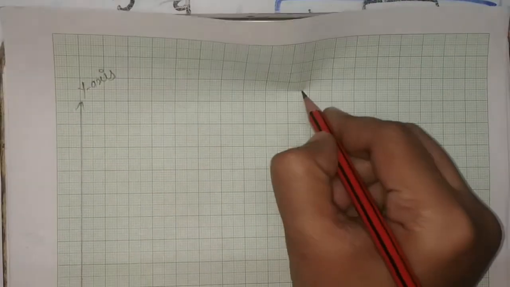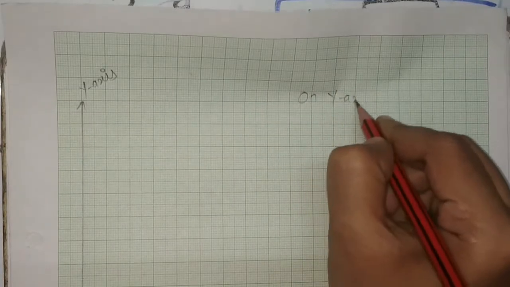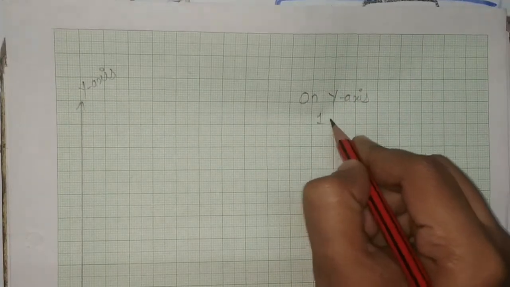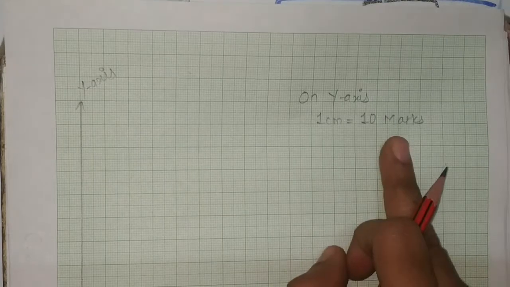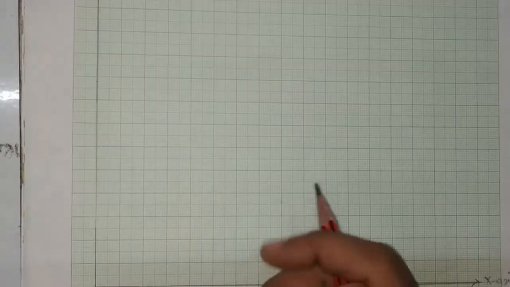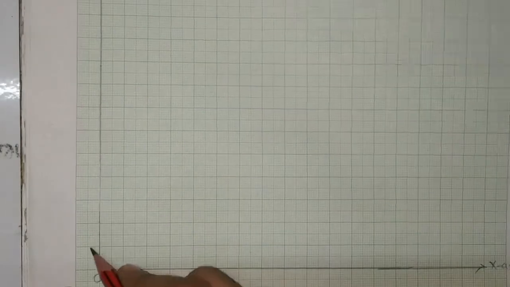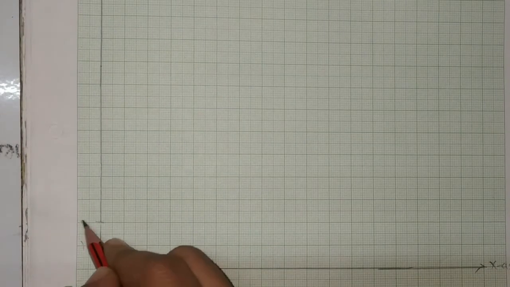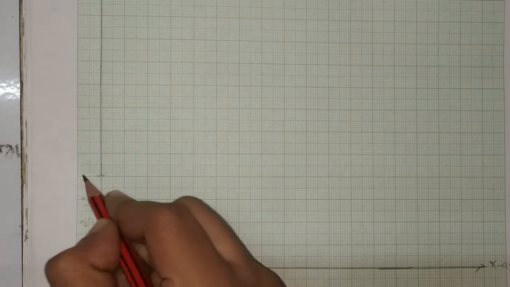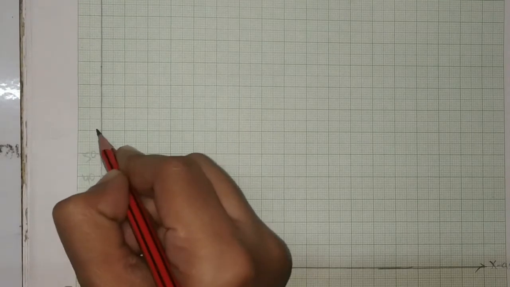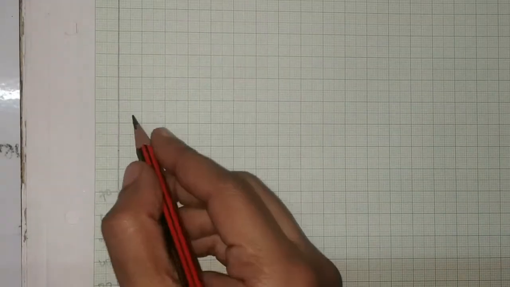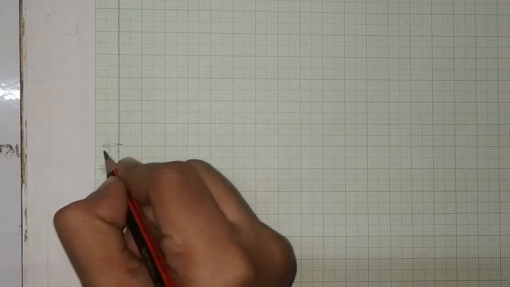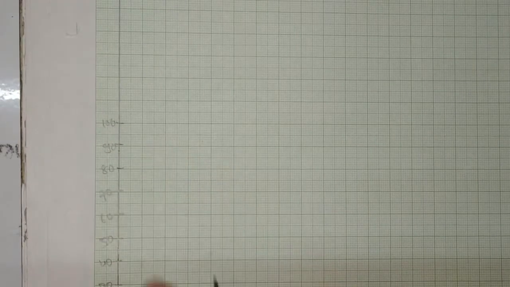First of all we'll write down the scale here. On the y-axis my numerical data is going to be placed. On the y-axis I am going to take 1 centimeter equal to 10 marks. So here I will write 10, 20, 30, 40, 50, and so on. The maximum marks are 100, so I will take my scale till 100.